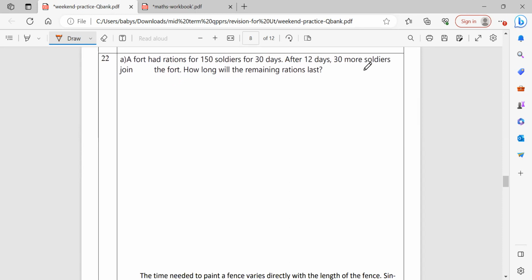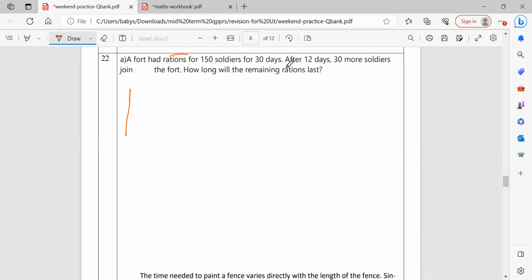After 12 days, 30 more soldiers joined the fort. How long will the remaining rations last? So what is the scenario? There were 150 soldiers for 30 days. Now we just analyze. If there are more soldiers, the food will last for fewer days. More soldiers are eating, isn't it? It's inverse. More soldiers, the rations will last for fewer days.